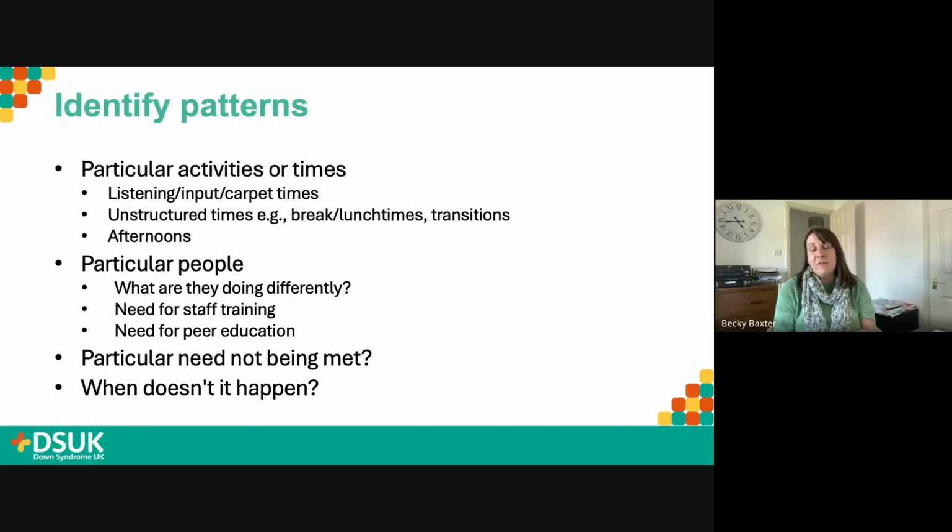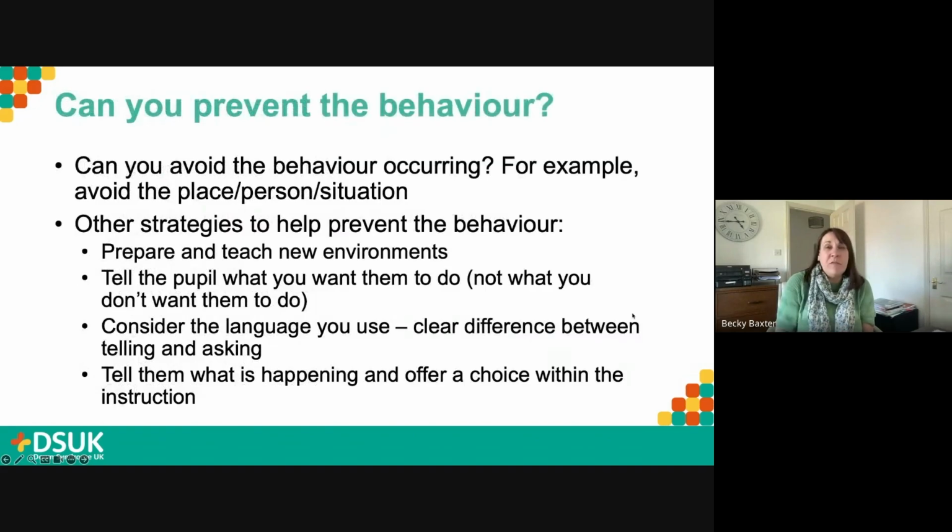And the other thing about when you're thinking about the patterns is when it doesn't happen. Because if we know when it's not happening, there may be some really key information about what's successfully happening at those times that mean it's not happening, that we can bring over into these times when it is. So can we prevent the behaviour? For example, avoid the place, the person, the situation.